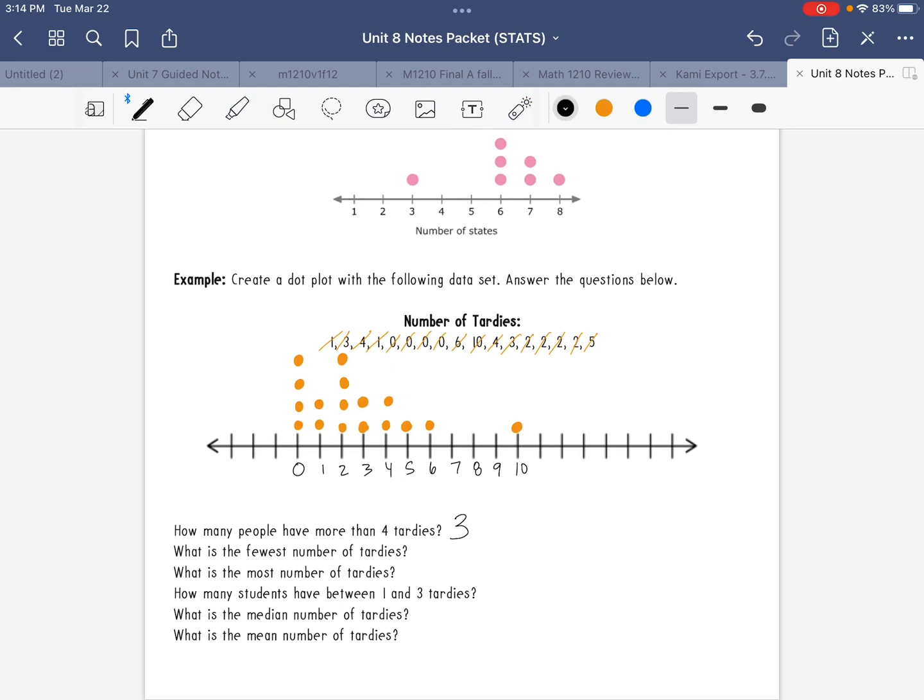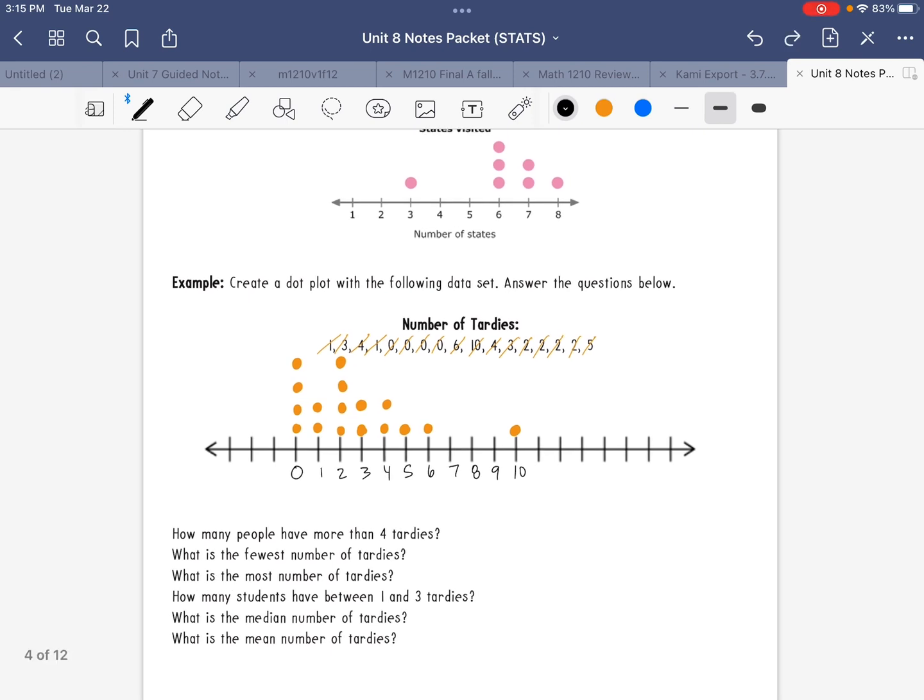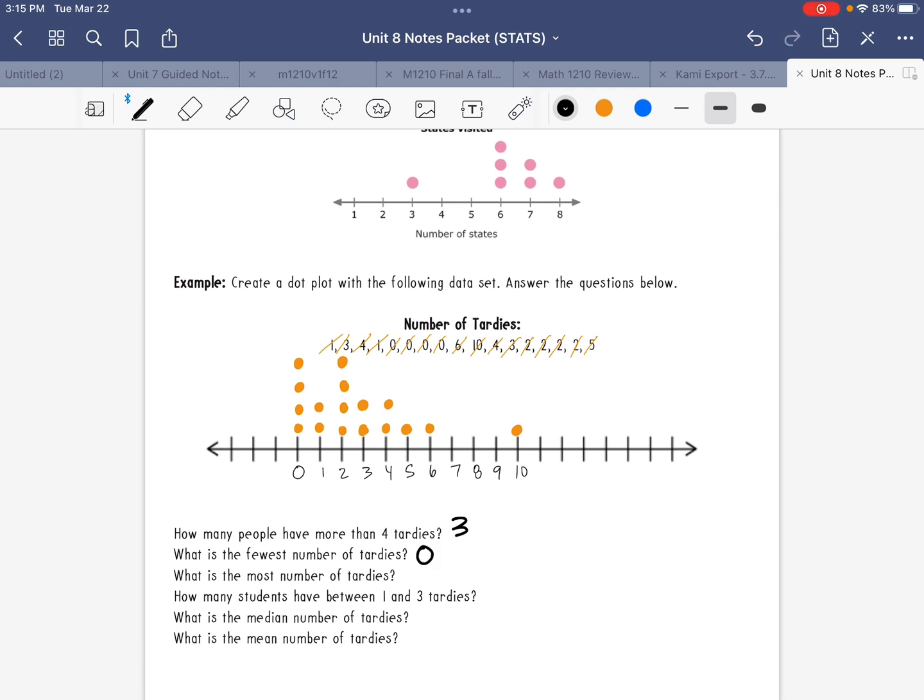What's the fewest number of tardies? What is the smallest number that has a dot on it? That's 0. What's the most number of tardies? 10, so the highest number that still has a dot on it. How many students have between 1 and 3 tardies? So that would be anybody that falls in this area. So 1, 2, 3, 4, 5, 6, 7, 8.